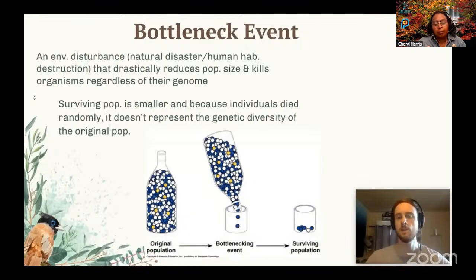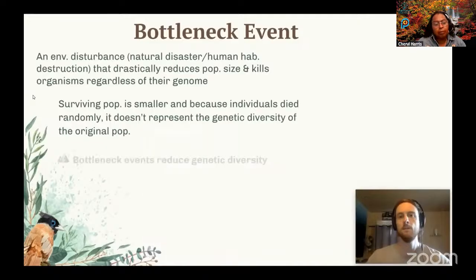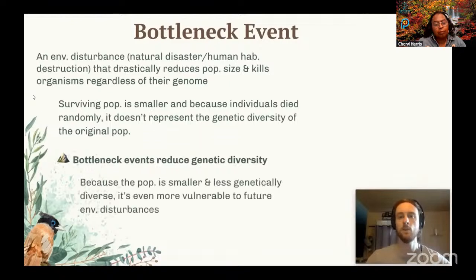Here's an image to help us understand why we call it a bottleneck. Imagine that we have this bottle filled with all of these organisms, and when we pour a few of them out through this narrow bottleneck, we're left with a population that no longer reflects the starting population. So we have no more of the yellow trait in the new population, and it's heavily dominated by blue as opposed to being more balanced before the bottleneck event. Big takeaway here to understand is that bottleneck events reduce genetic diversity. It also reduces the population size, so that's going to make the population more vulnerable to future environmental disturbances.